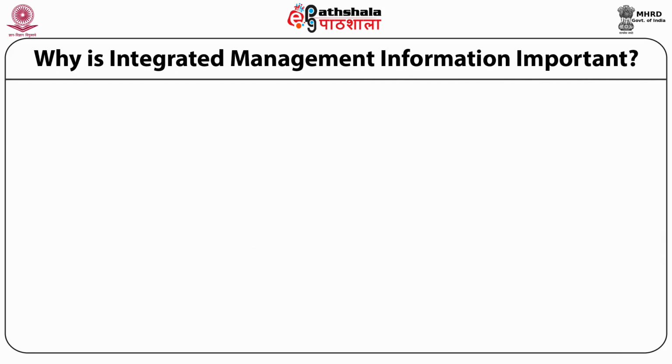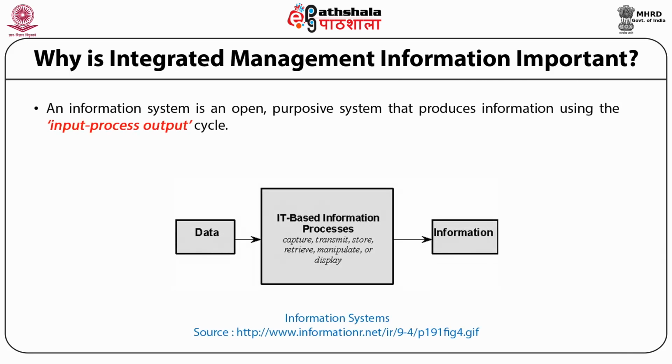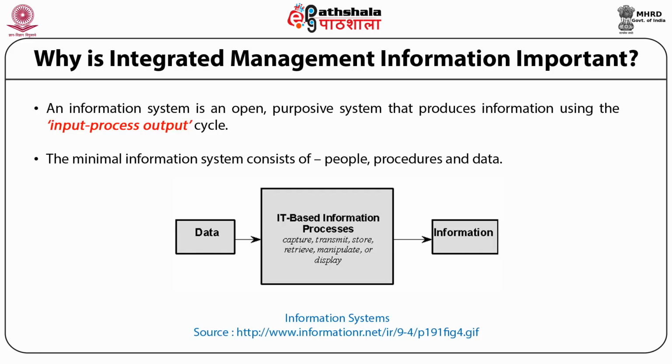Let us try to understand why integrated management information is important. An information system is an open, purposive system that produces information using the input-process-output cycle. The minimal information system consists of people, procedures, and data. People follow procedures to manipulate data and produce information. However, today information systems are an organized combination of people, hardware, software, communication networks, and data resources that collate, transfer, and disseminate information in an organization.